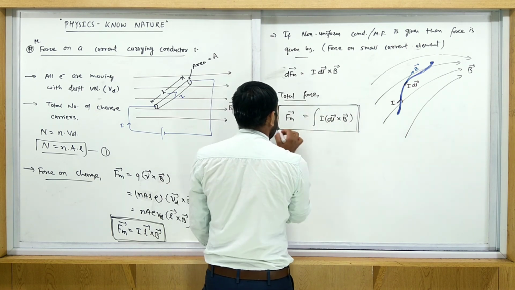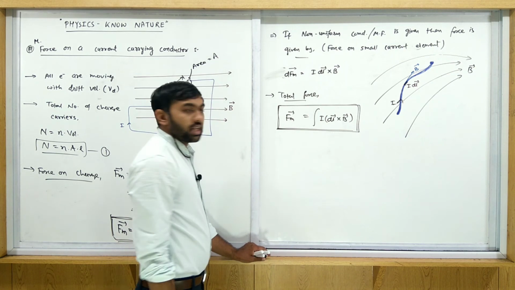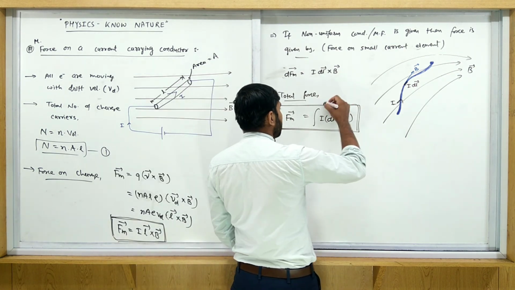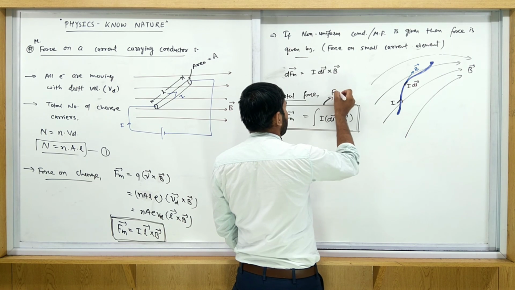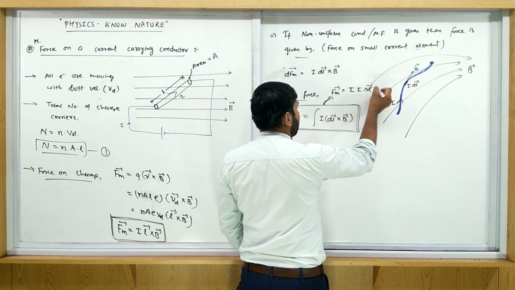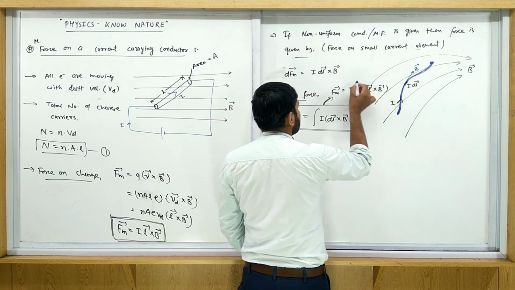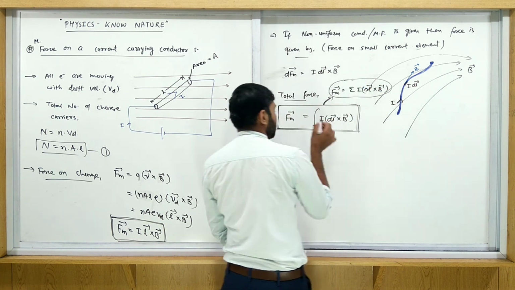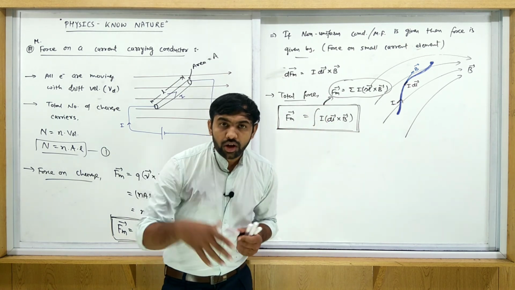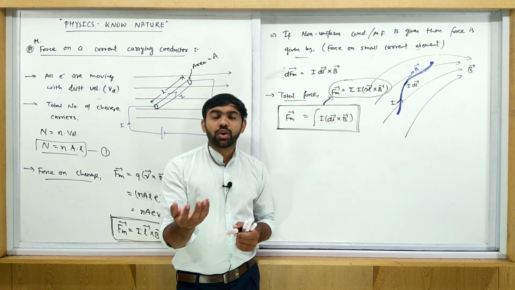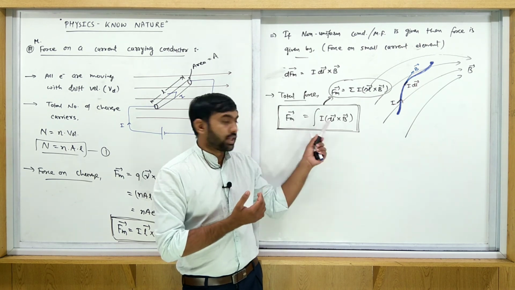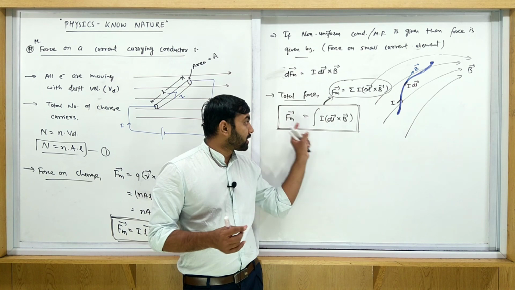Integration of I dl cross B. If you consider this summation, then no problem. If you consider delta, then you write the same equation in this format also: Fm is equal to sigma I delta L cross B. Both equations are correct. This one is in integration form, this one is in sigma form. But generally, for the non-uniform case we use integration, so you must remember this format.